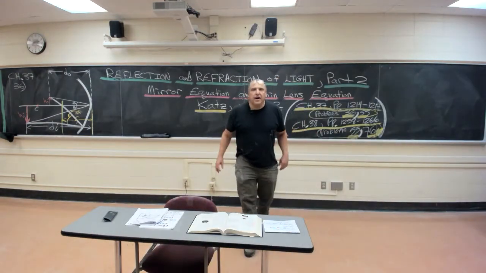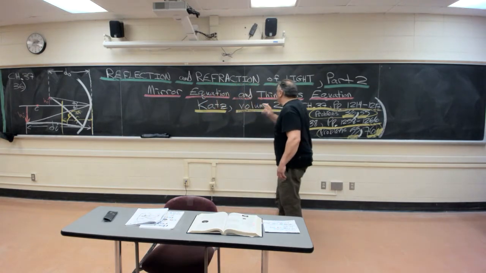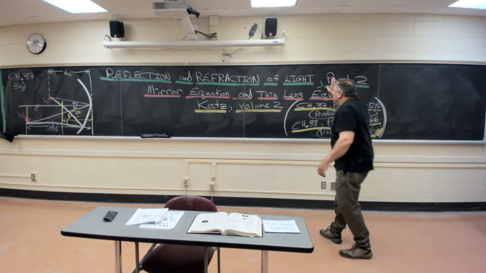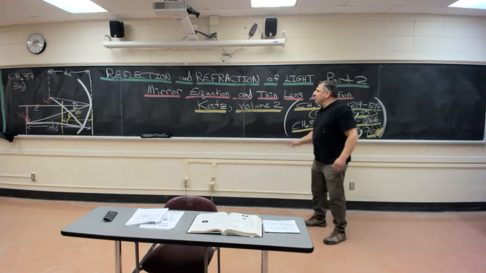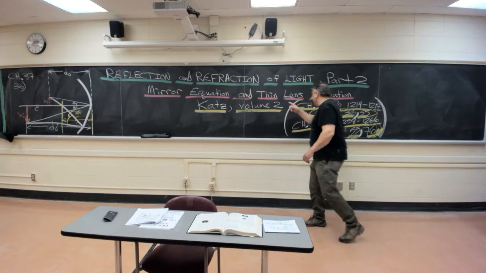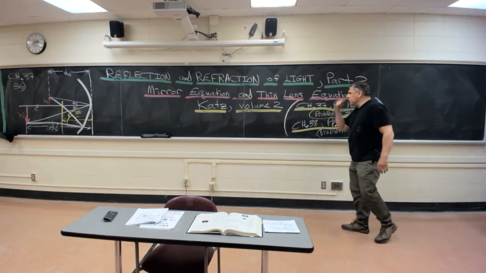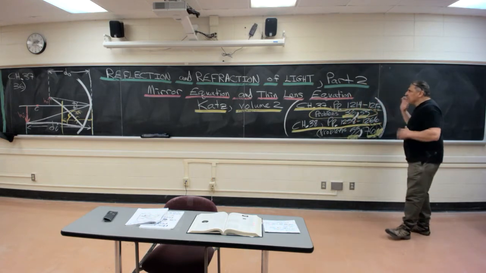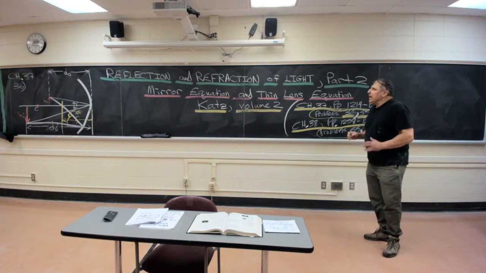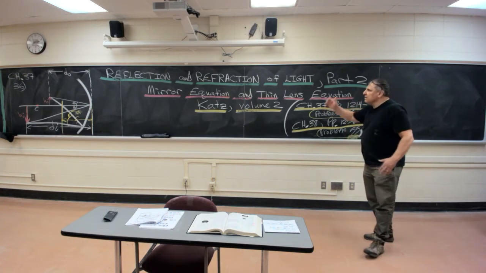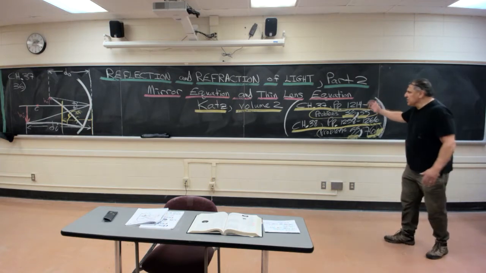Hello, everyone. Let us continue with reflection and refraction of light. We finished part one. Now we're going to part two. We're talking about the mirror equation and thin lens equation from the Katz book, volume 2. As we said, we did much of this earlier to some degree with part one, dealing with reflection and refraction of light. This is part two.